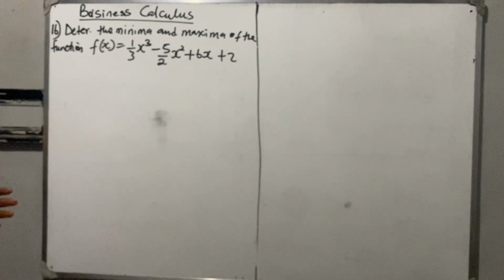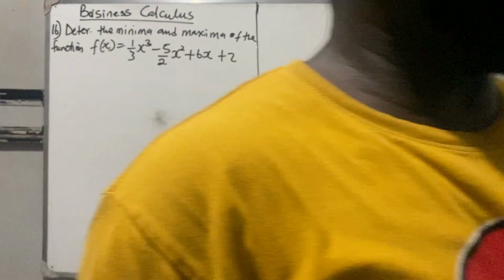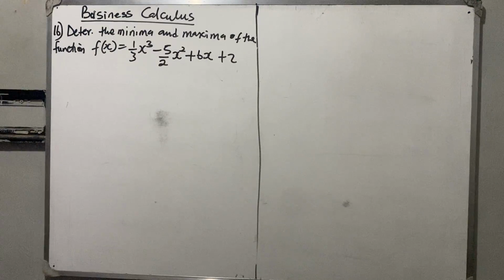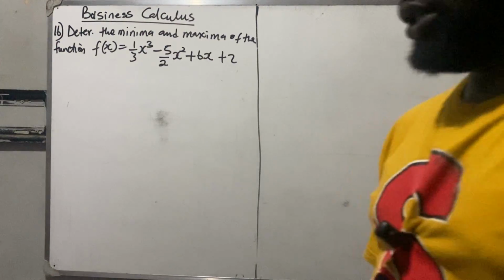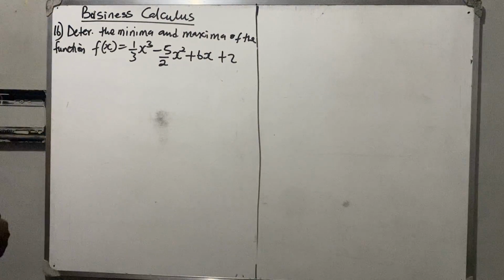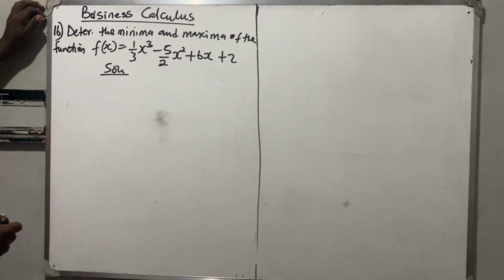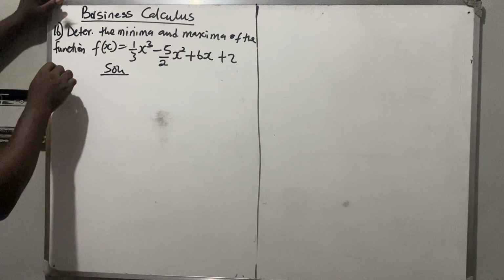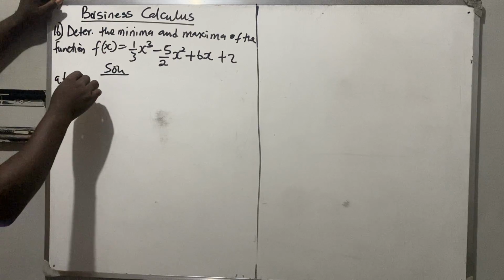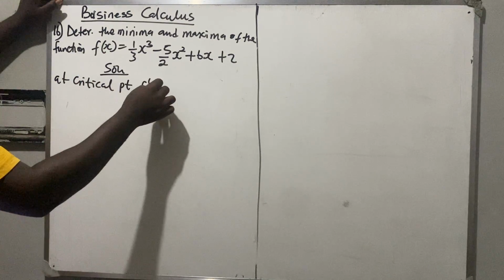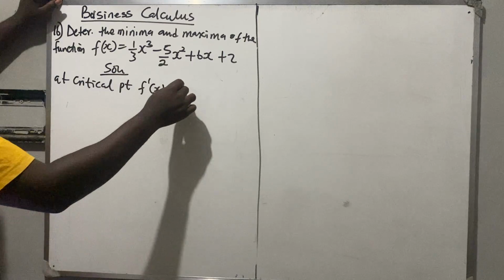Before you determine the minimum or the maximum value, the first thing you should calculate is the critical point. You should know that at the critical point, the first derivative, or dy/dx, is 0. So at the critical point, f prime of x, f prime meaning first derivative, must be equal to 0.